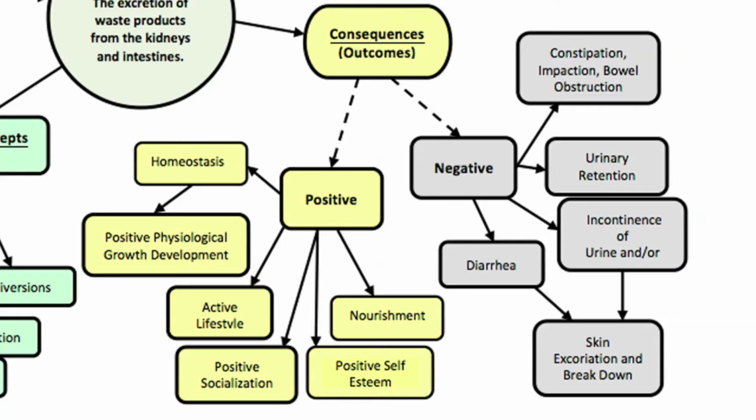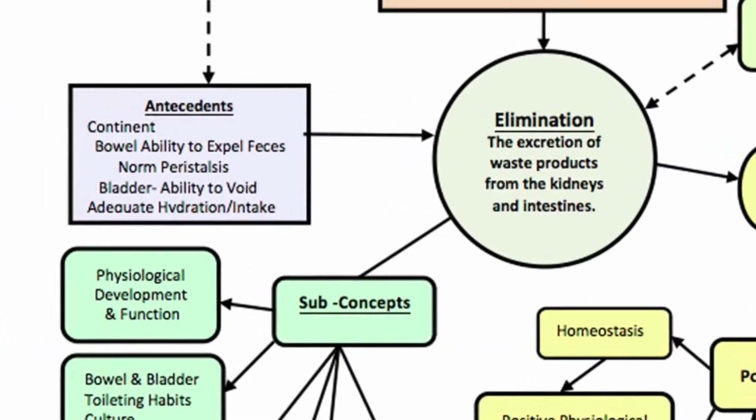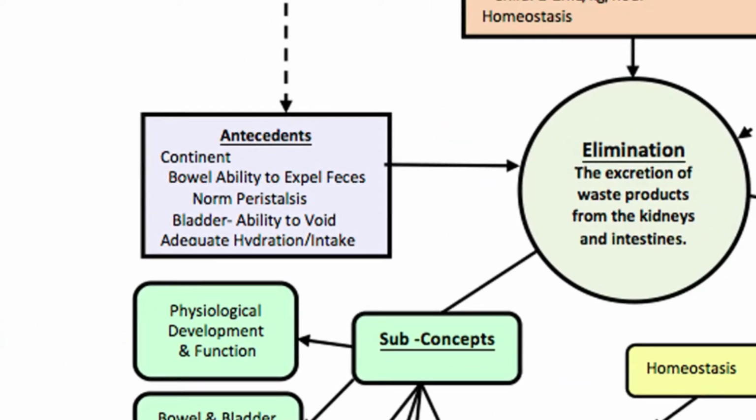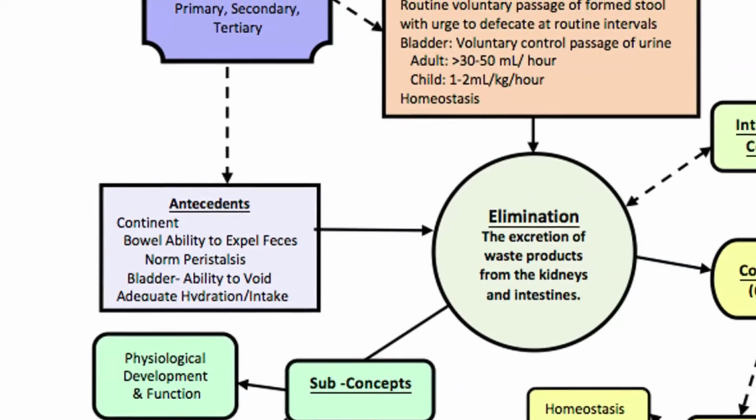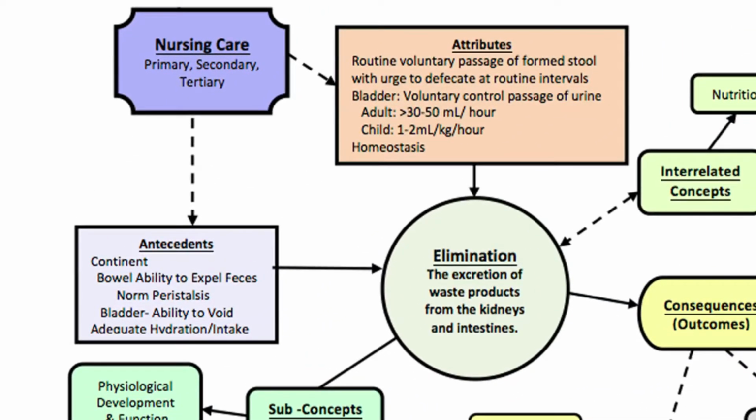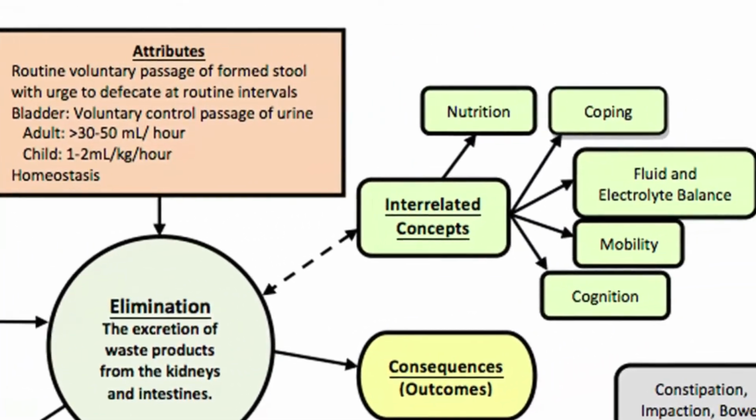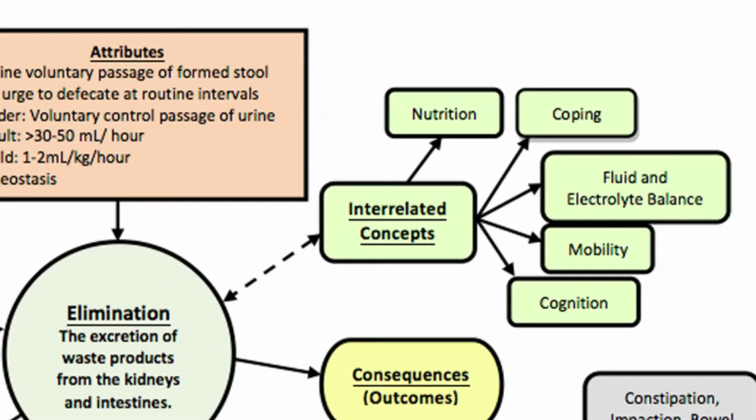Positive self-esteem and nourishment. And so we would definitely expect consequences, as we mentioned, but whether they're positive or negative depends on the antecedents. Ultimately, are these functioning properly? Are they in place so that the concept can indeed function properly, and therefore the attributes which are appropriate that we anticipate would occur? Impacting the concept of elimination are other interrelated concepts. The arrow again is going both ways because the interrelated concepts may impact elimination and elimination may impact them.